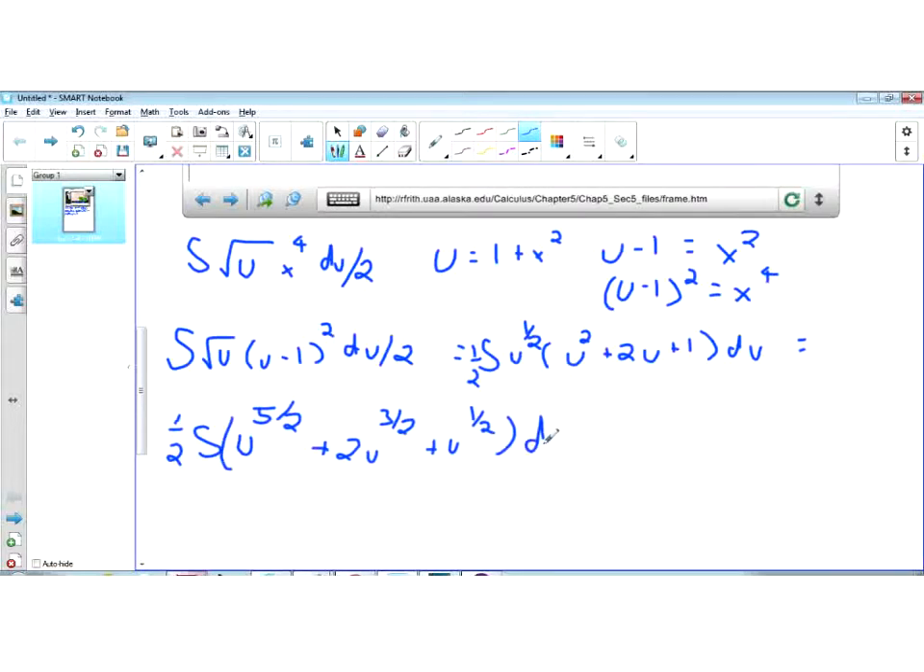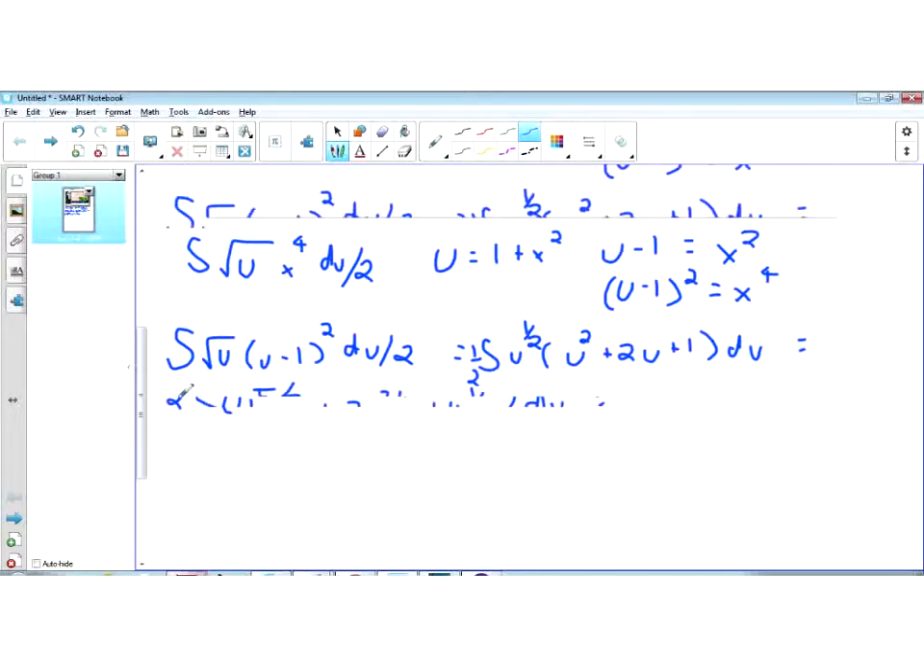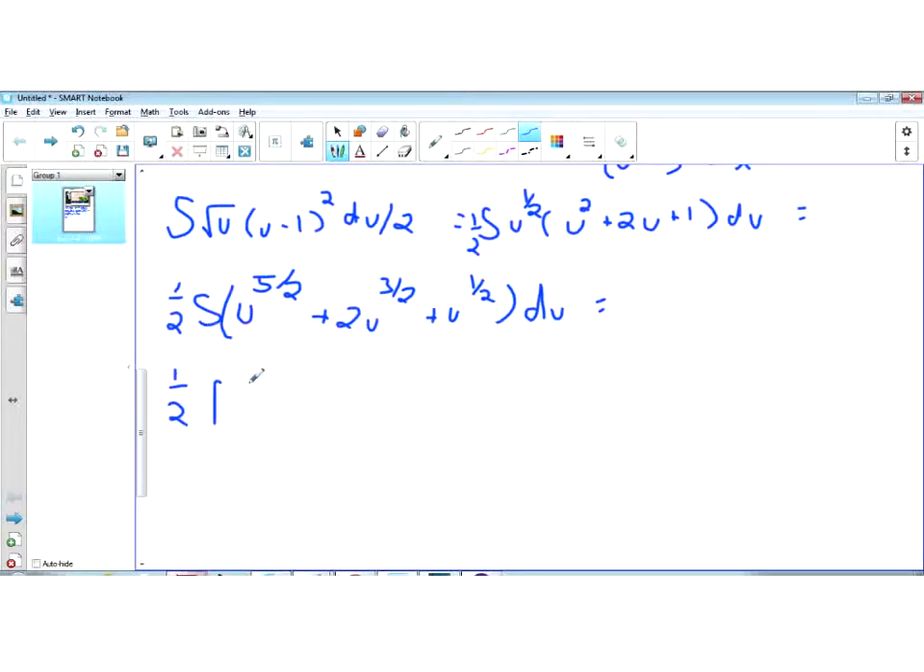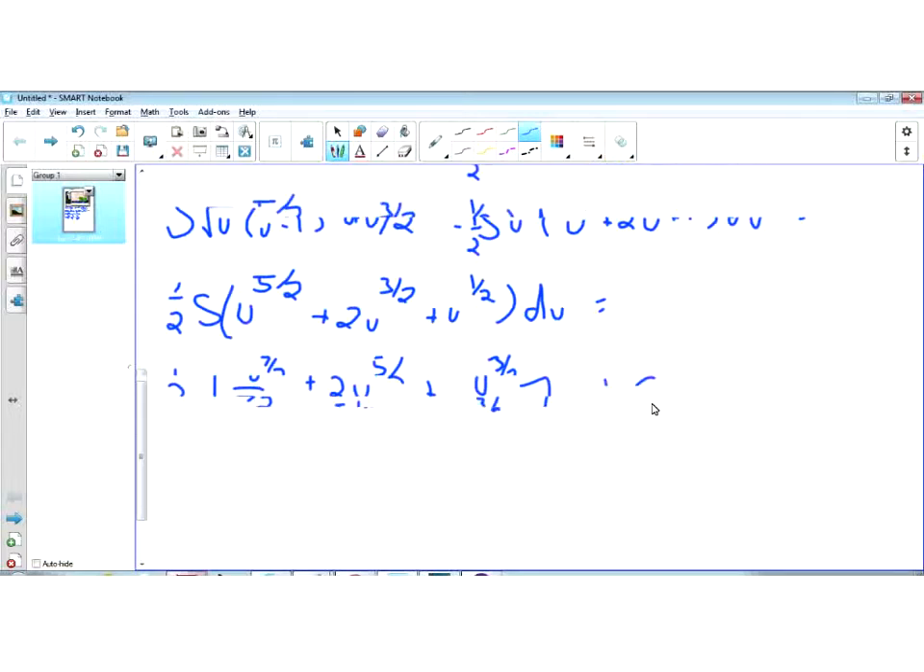Okay, and then we just go term by term, taking the antiderivative of each term. So this would be 1/2 times u to the, what, add 1? So that would be u to the 7 halves over 7 halves plus 2 times u to the 5 halves over 5 halves plus u to the 3 halves over 3 halves. Okay, like so, plus your integration constant.